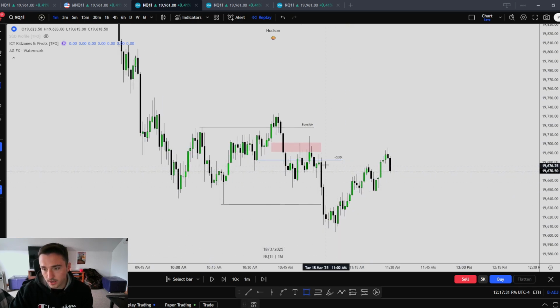Right here, we create a bearish fair value gap. So let's say that these candles never came up here. Just enter on the 1-minute fair value gap after tapping the change in delivery.